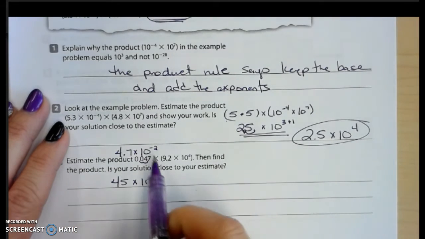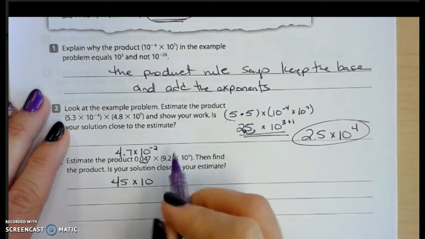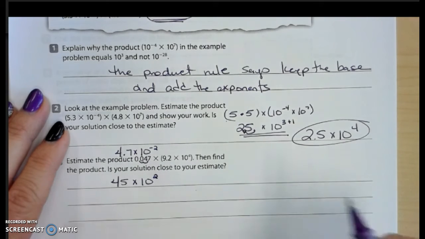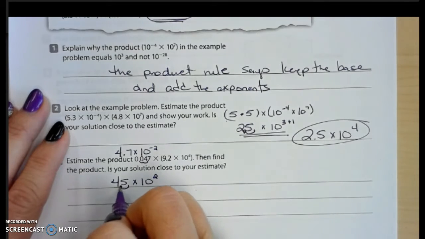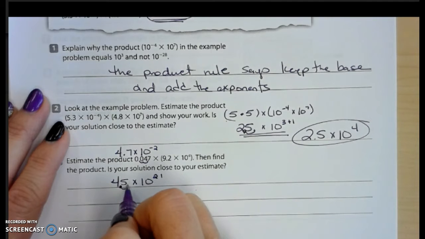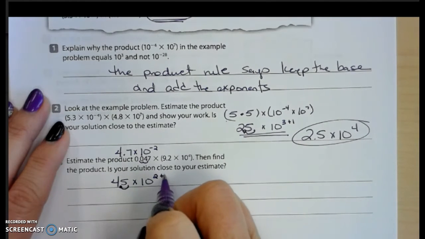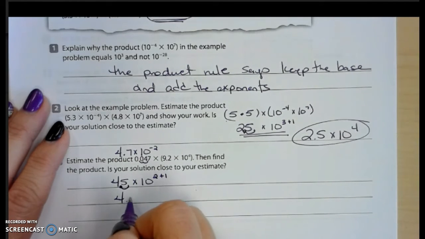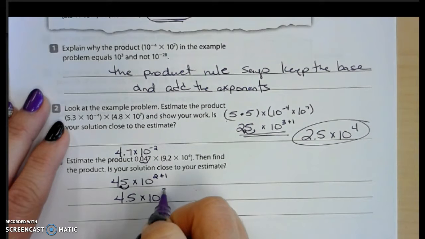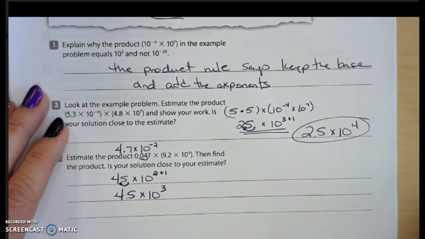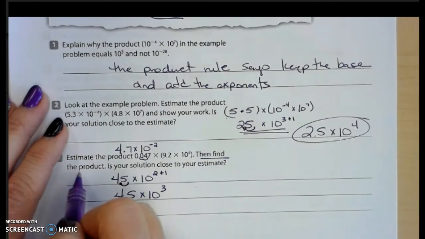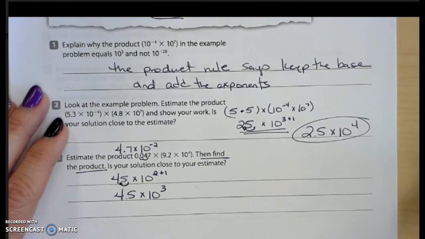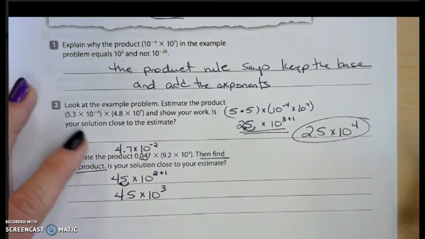And then my base 10s, 10 to the negative 2 times 10 to the 4th gives me 10 squared. I need to move my decimal. I'm making it smaller or decreasing, so I increase my exponent to get 4.5 times 10 to the 3rd. They then wanted you to actually multiply. That's what they mean when they say find the product, to see if your estimate is close.